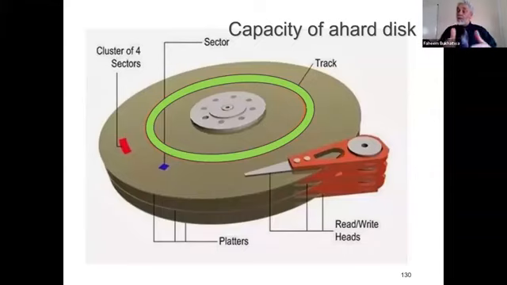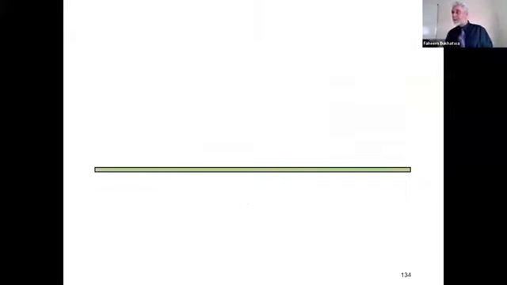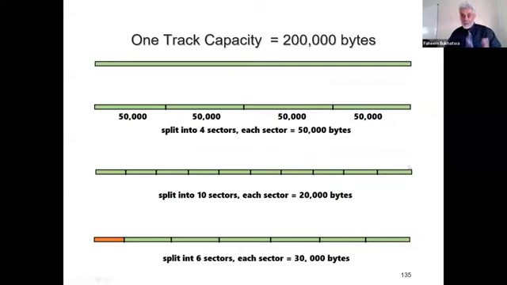But remember, we need to format this disk. And to format it, you need to break it into sectors. So how many sectors do you put in this track? There it is. So this is the track. I'm just going to open it into a straight line. Imagine, this is one track on the hard disk. And for example, this one is 200,000 bytes. We can put 200,000 bytes on one track.